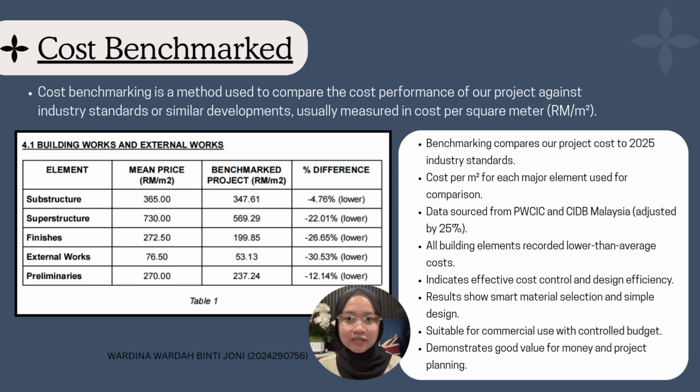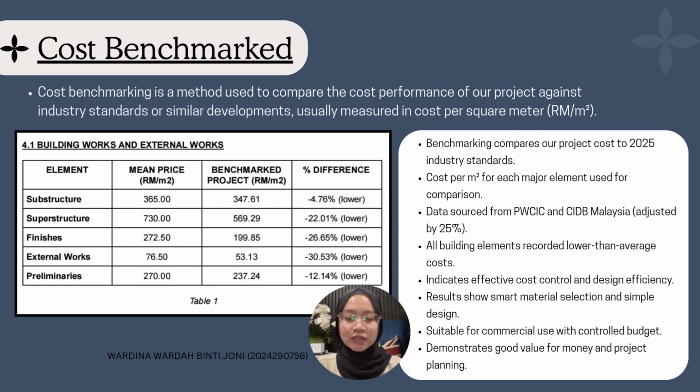What's important is that all our project elements were below the market average, which shows that the project was cost efficient without sacrificing functionality. For example, the substructure cost was 4.76% lower than the benchmark. This is impressive, especially if piling was involved due to soft ground. Next is the superstructure, which is 22.01% below the benchmark. This suggests that the use of a simple, repetitive reinforced concrete frame helped to control structural costs.